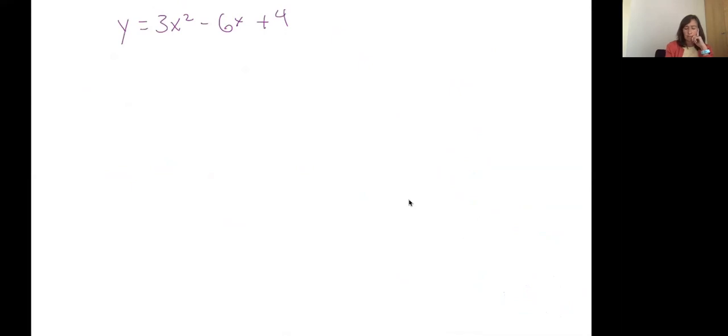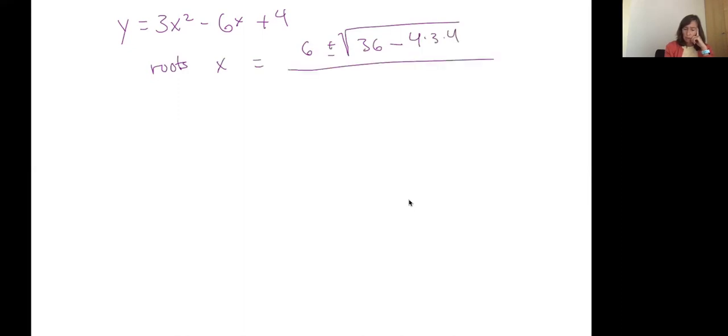quadratic formula here. Okay, so the roots x will be negative b. Okay, so we've got a -6. The negative of that is a positive 6. 6 plus or minus the square root of b squared, which is 36, minus 4ac. So 4 times 3 times 4, divided by 2a, which is 6. 6 plus or minus the square root of 36 minus 48, divided by 6.